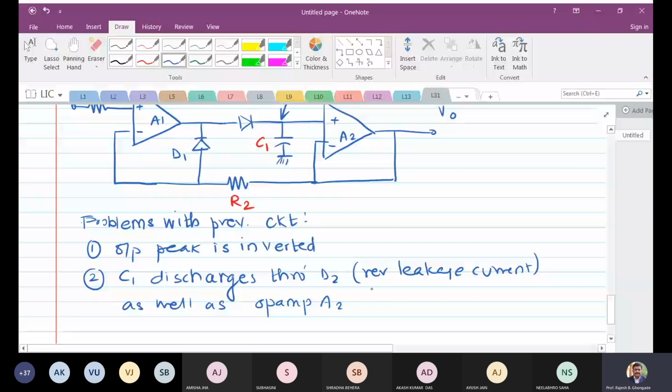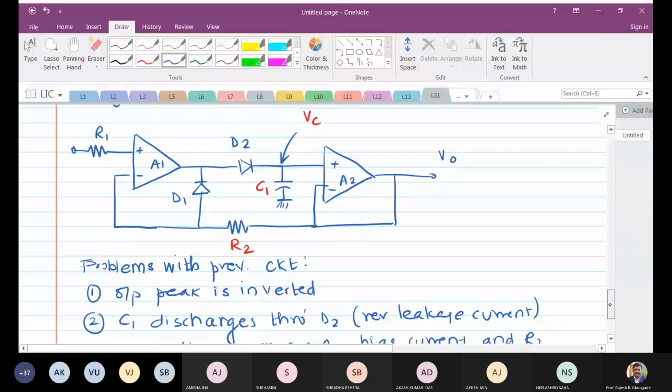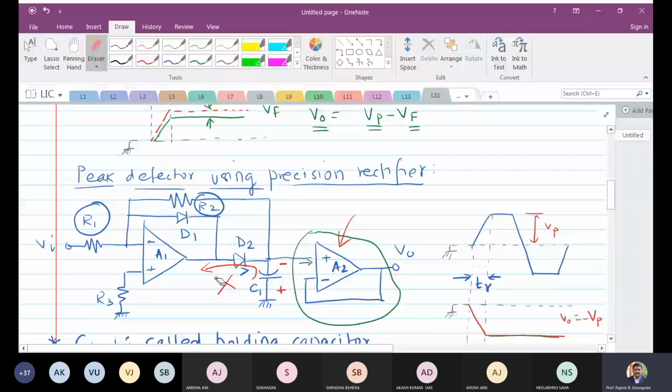So we have neglected a few things, but you can see that does pose a problem. First of all, as I said, this capacitor discharges like this, it discharges as bias current of A2, and also it discharges through R2. So this is not a very good circuit, because the capacitor is not supposed to discharge anywhere.